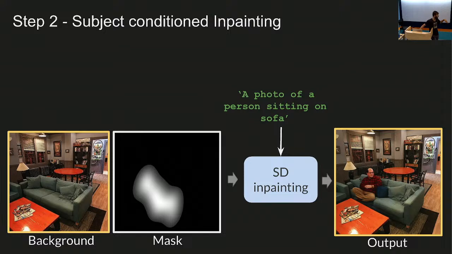Now you have the second step where you want to insert the person in that mask. You have the background, you have the mask, you say a photo of that person sitting on sofa, it will generate some random person, right? You want to generate your specific person. So what we perform is something similar to precise control.